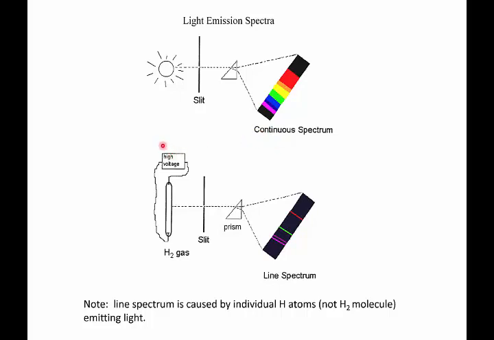On the other hand, suppose we take an element and energize it, either through heating to a high temperature or by passing a high voltage electrical current through it. This will cause the element to emit light. If we take this light and pass it through a slit, then spread it out with a prism, we see something very interesting. We no longer see a continuous band of colors, rather we see a set of narrow lines of light separated by dark bands.